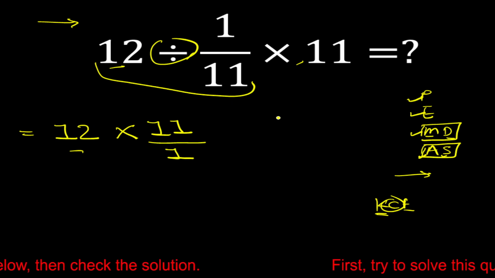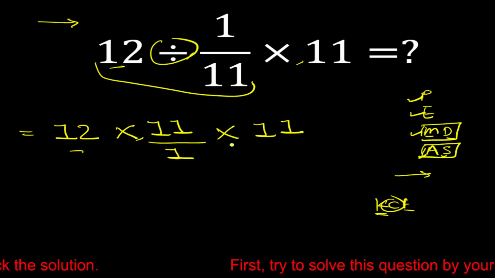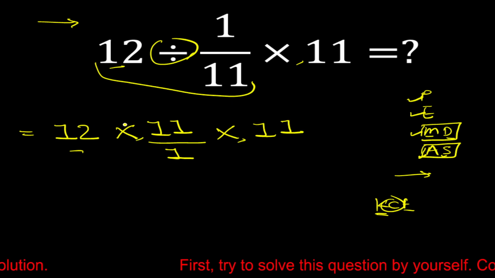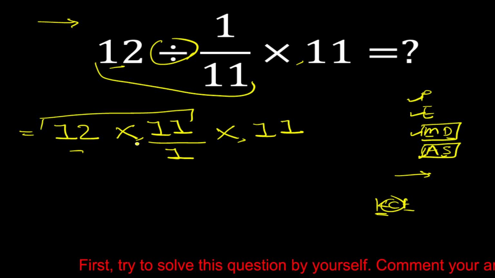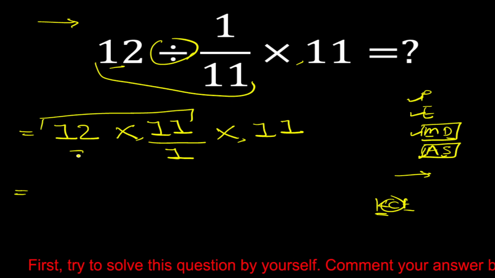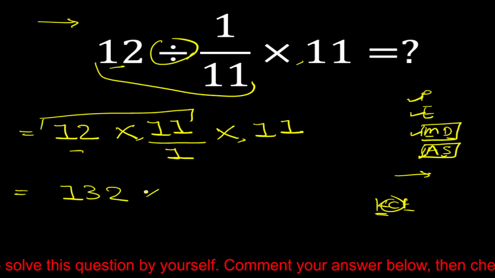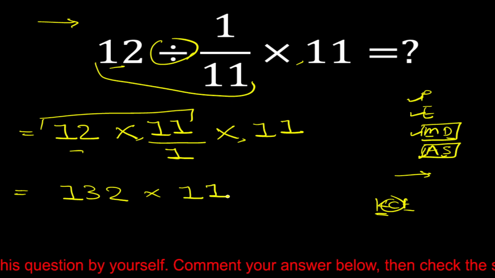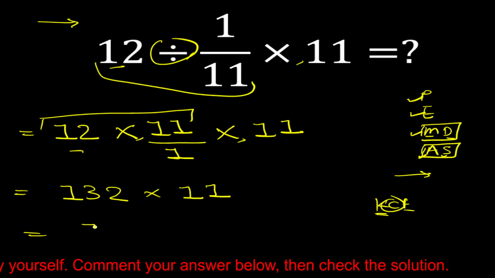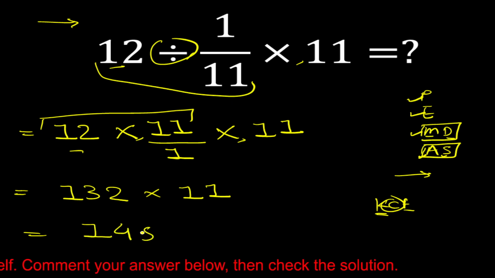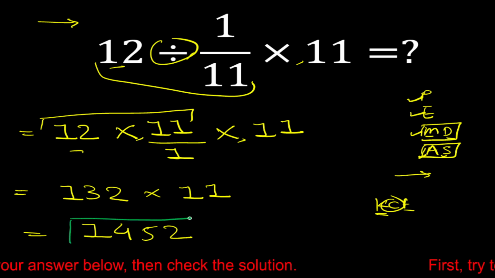Okay. Multiply 11. Now here is multiplication and also here is multiplication. Both have equal priority. So first we have to solve this multiplication. 12 multiply 11. So 12 multiply 11 is equal to 132, multiply 11. Now 132 multiply 11 is equal to 1452. Okay, so the correct answer is 1452.